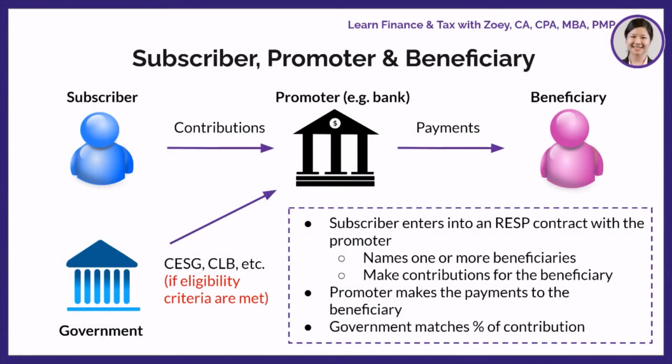For an RESP contract, there is a subscriber, promoter, and beneficiary. The subscriber enters into a contract with the promoter, such as a bank. Under the contract, the subscriber names one or more beneficiaries and agrees to make contributions for them. The government provides matching on the contributions if the eligibility criteria are met.